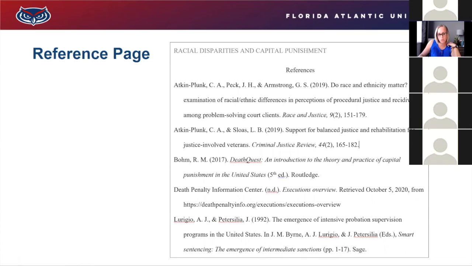Yep, just like what Dr. Dario put in the chat. So 2019 with a lowercase a, 2019 with a lowercase b.